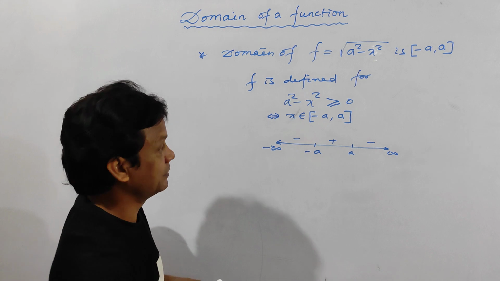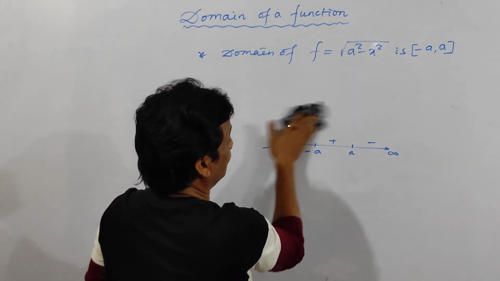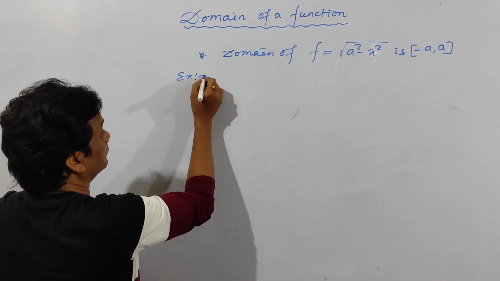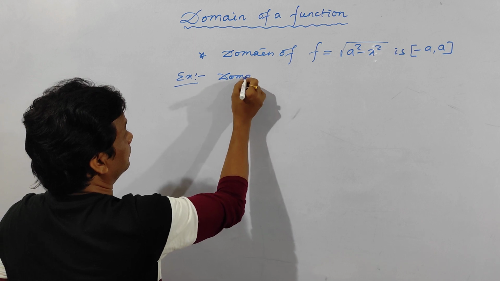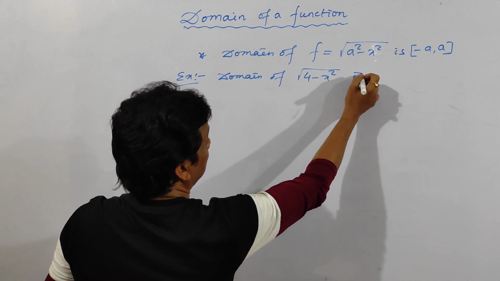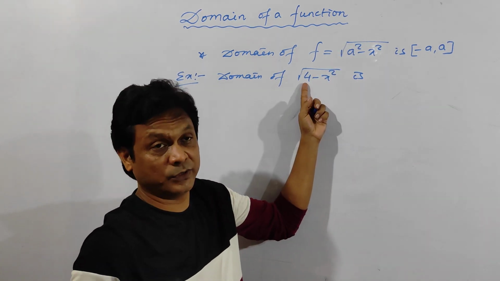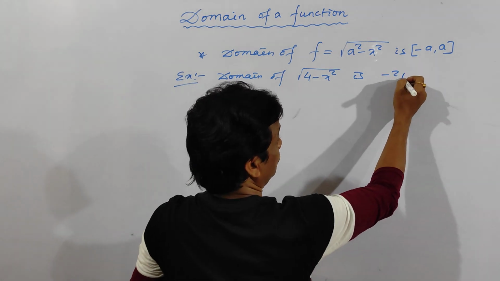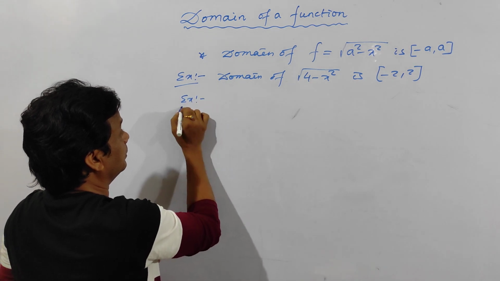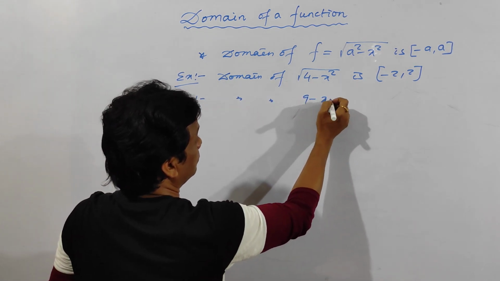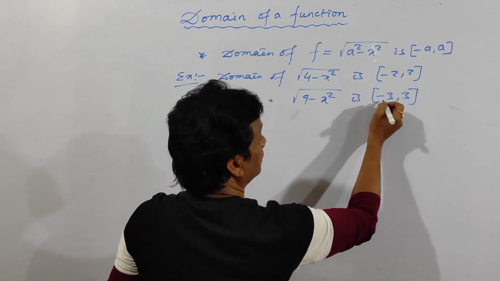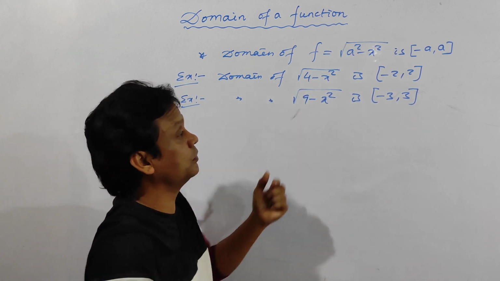Here I am giving an example. How to write it directly? Domain of root over 4 minus x square: here a square is equal to 4, so a is equal to 2, so the answer is the closed interval minus 2 to 2. Now second example, domain of root over 9 minus x square is the closed interval minus 3 to 3, because in place of a square it is 9, so a is equal to 3.